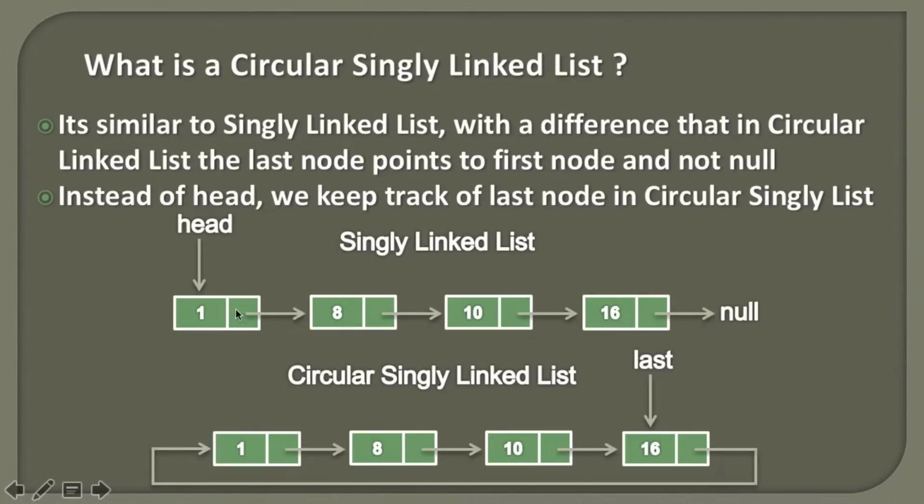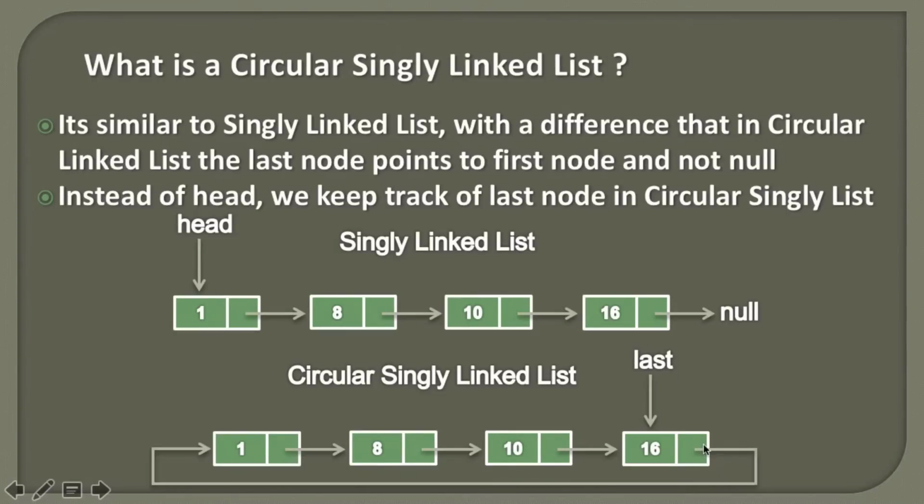And here you can see in a singly linked list we have these nodes which form a chain, and we keep a head node which points to the first node and the last node's next points to null. So the only difference between a singly linked list and a circular singly linked list is that in a circular singly linked list the last node points to the first node and not null. In a singly linked list the last node's next is pointing to null, but in a circular singly linked list the last node's next is pointing to the first node again and not null.